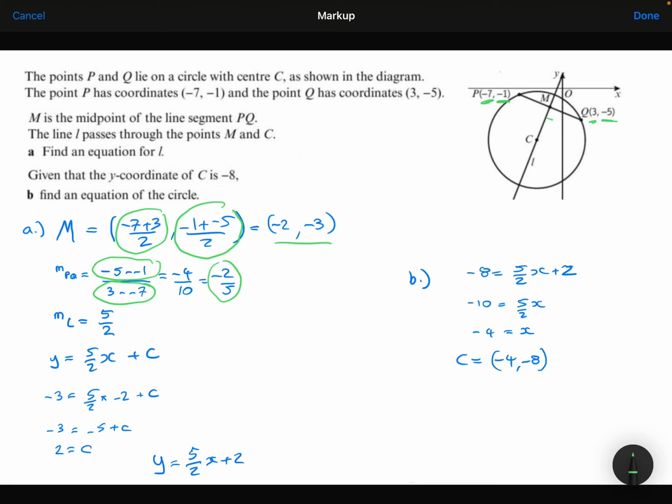Remember that L is perpendicular to that, so the gradient of L is the negative reciprocal of minus 2/5, which is positive 5 over 2. I've then done y equals mx plus c, with the fact that I know it goes through point M, which I worked out before as (-2, -3). And that's allowed me to work out the equation of line L.